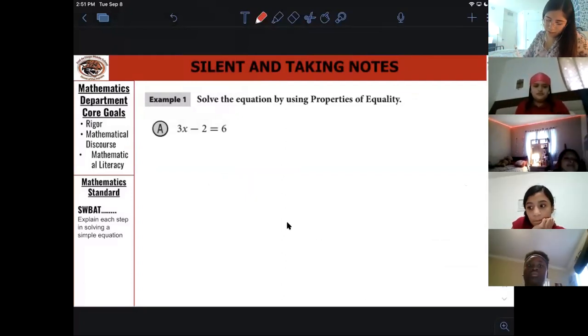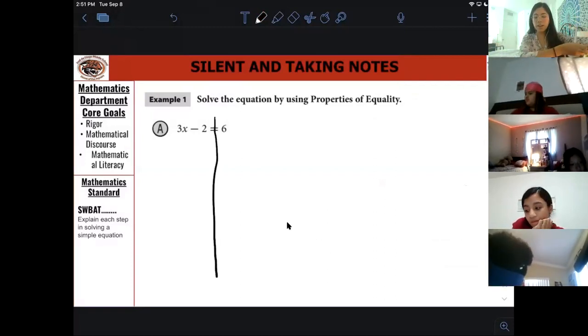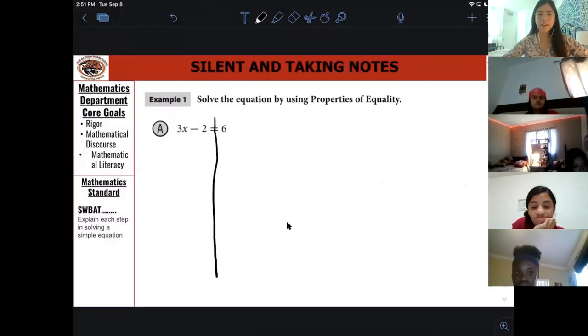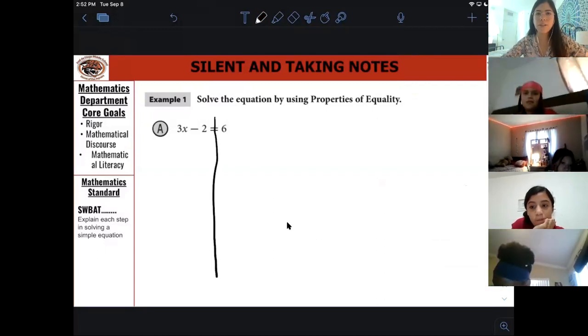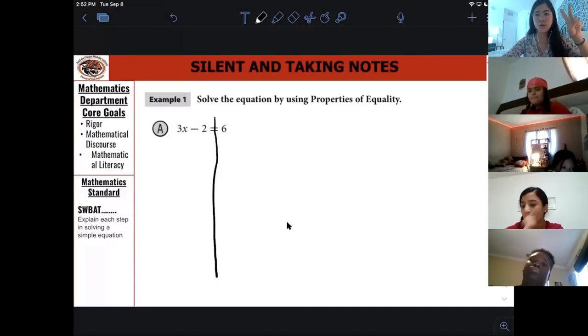On the left side, and I'm going to draw this line straight down right from the equal sign because that's going to help me differentiate the left side and the right side and keep them nice and neat. On the left side, I have 3x minus 2. So how many different operations do you see? Multiplication and subtraction. Good. We have multiplication, the 3 and the x, that's multiplying. And then we have subtraction because we're subtracting 2. So we're going to need to use 2 different operations in order to solve for x.